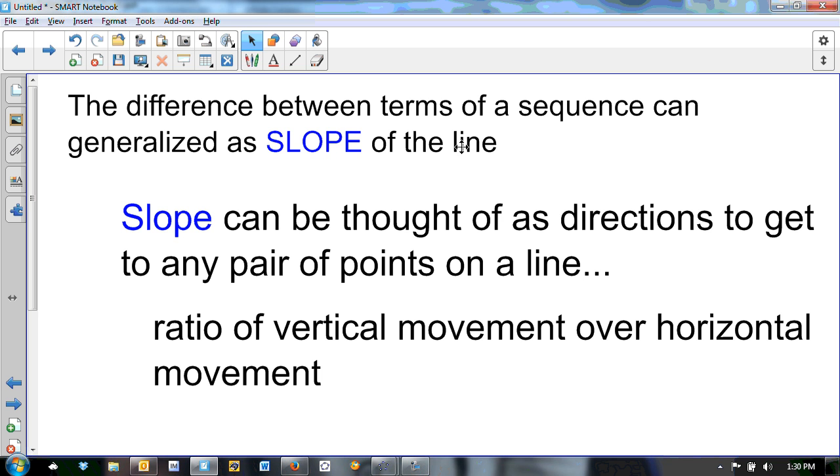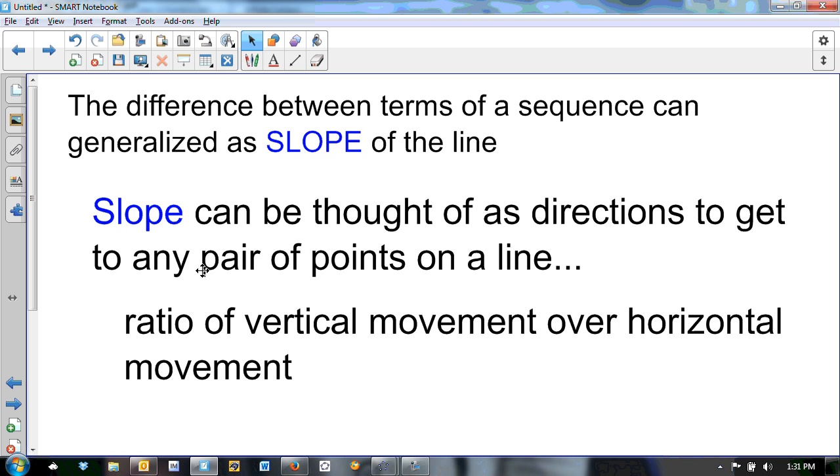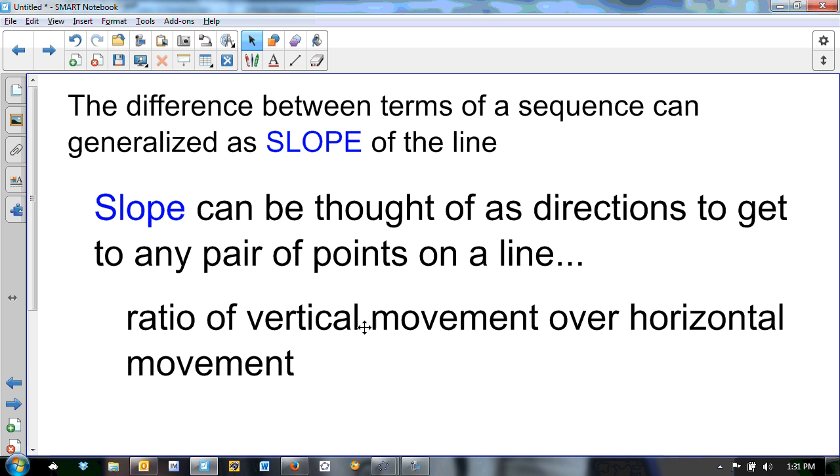That difference concept that we had, that D for difference, we can actually generalize that as what we call slope of a line. So slope can be thought of as directions to get to any pair of points on a line. So that's what we're going to consider slope to be. It's the directions, okay, of how to get there. And slope is going to be written as a ratio of vertical movement over horizontal movement. Ratio just means that we say for every movement we do in one direction, then we write, over the other direction.